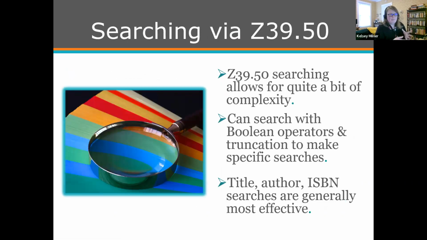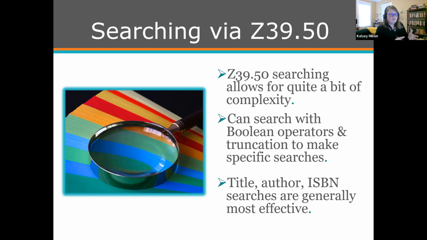Now I'd like to drill down a bit and discuss how Z39.50 works when it comes to searching. The structure actually allows for pretty robust searches, and we're going to go into this more when we talk about searching in SEAL, but users can search using a variety of Boolean operators. You can also use truncation, so searching just on the root part of words. Title, author, and ISBN searches are often the most effective searches, I would say. And this is something I'm going to go into in more detail.